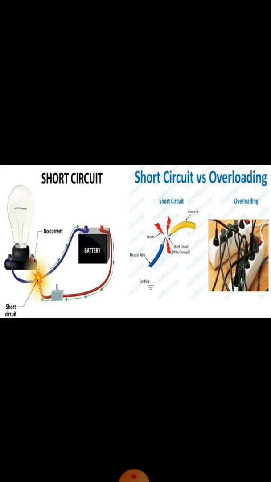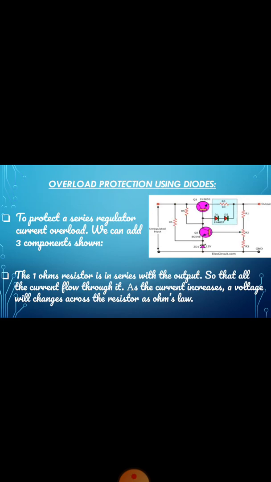Short circuit protection. We are connecting a circuit, okay? Source directly to the battery, it will become a short circuit and overload. Okay, we already know. Overload protection using diodes.